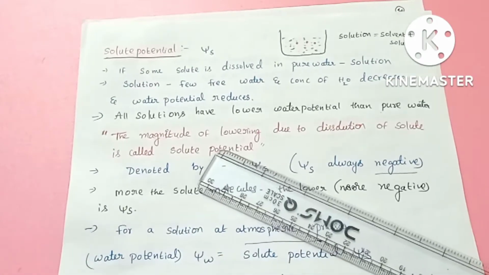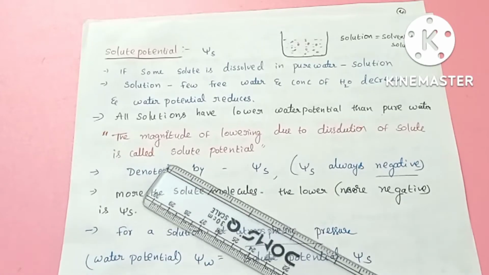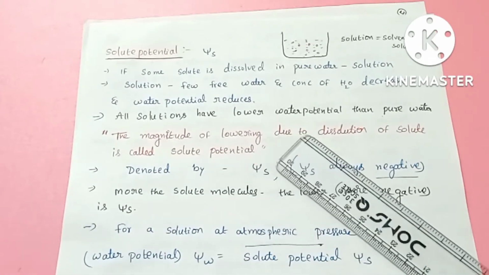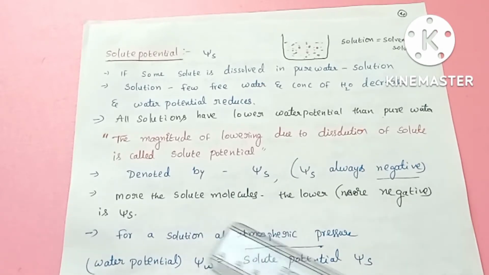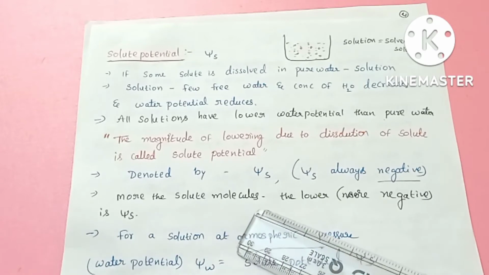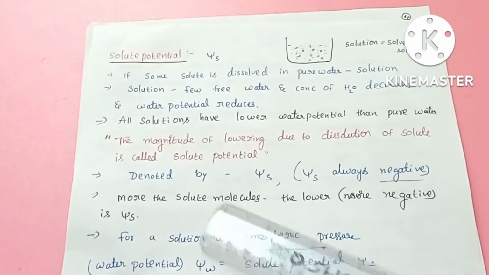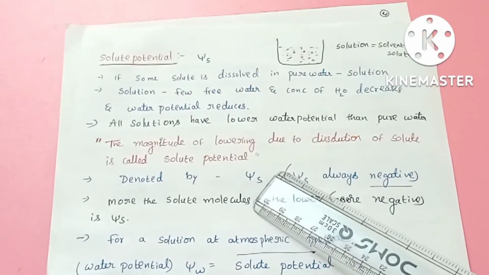So how can we define solute potential? Solute potential can be defined as the magnitude of lowering due to the dissolution of the solute. That means by adding solute, we have decreased the water potential. That is called solute potential. It is denoted by the symbol psi s.